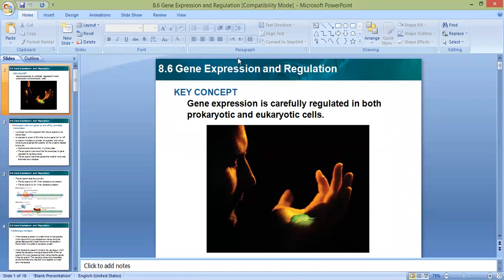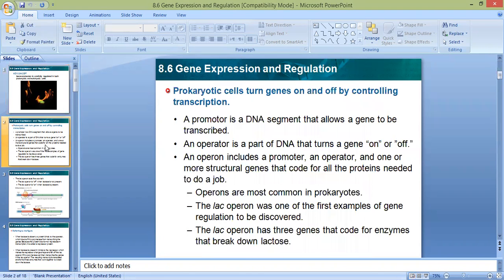In this section, we are going to review how this gene expression is regulated, and it's different in prokaryotic and eukaryotic cells. We said that in prokaryotic cells, genes are turned on and off by controlling transcription. We have a promoter and operator, which are DNA segments, part of the DNA, and an operon, which includes a promoter and operator, and one or more structural genes that code for all proteins needed.